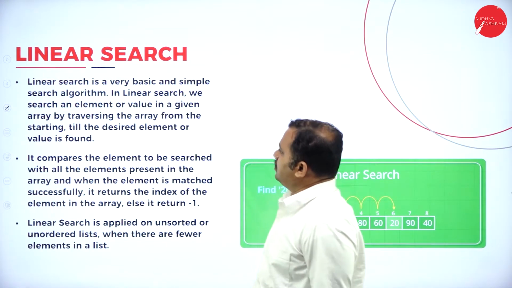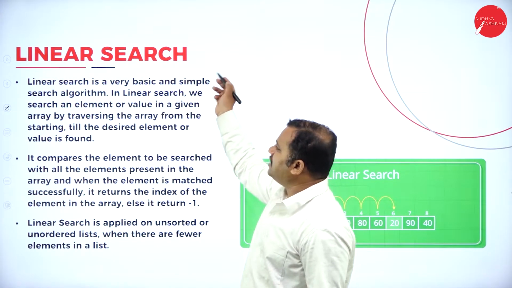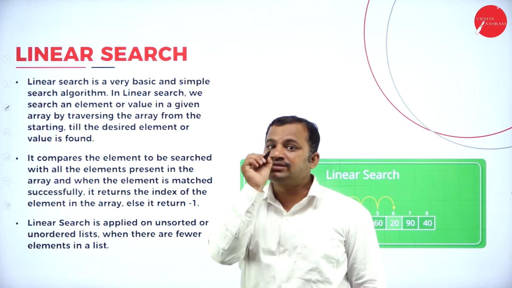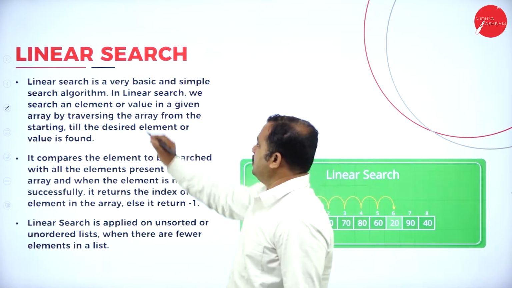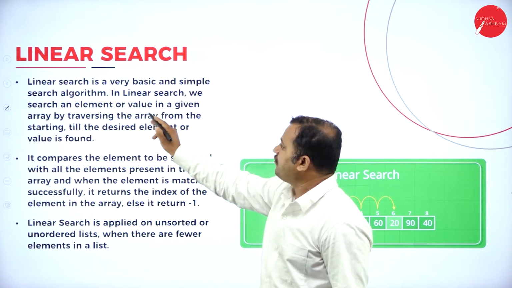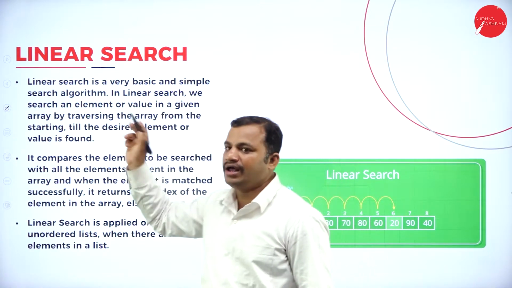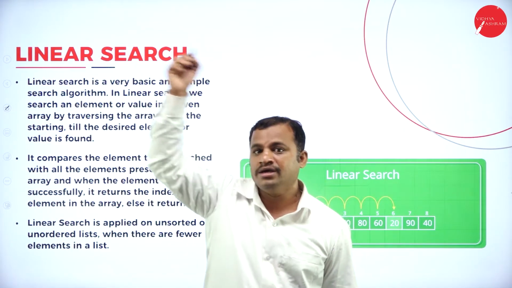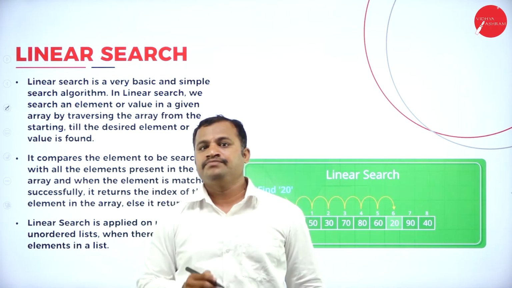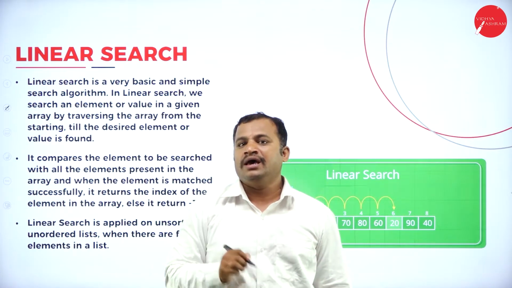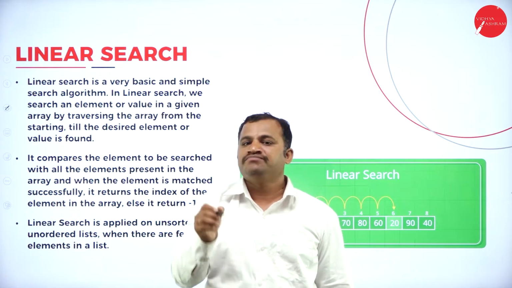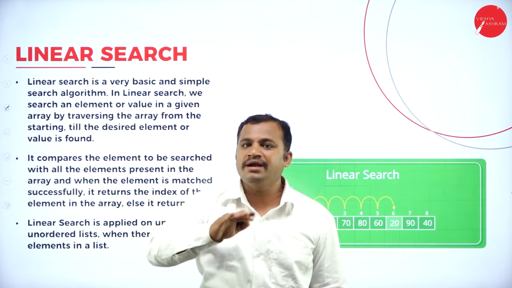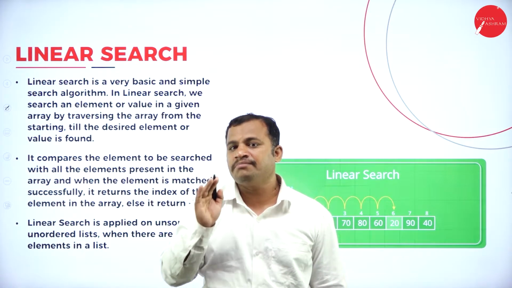See, the linear search is a very basic and simple search algorithm. I am using the word very basic and simple searching algorithm. In linear search, we search for an element or value in a given array by traversing the elements right from the first position to the last position of an array. I am using an array here. An array is a data structure that is supported to store more than one value of similar type of data items. Please remember it carefully.